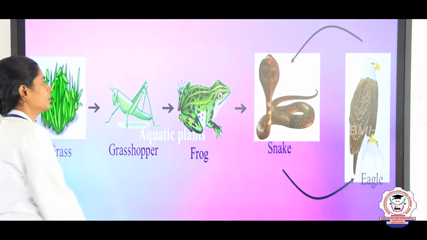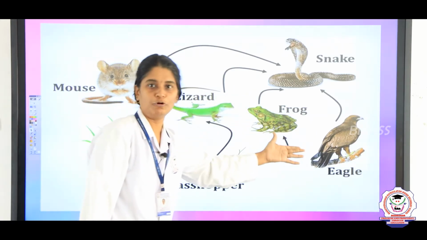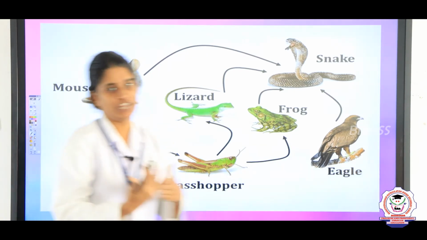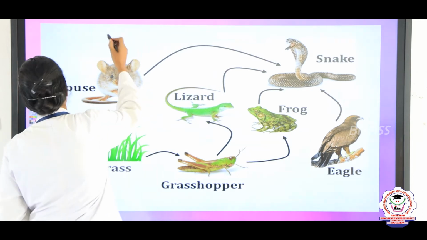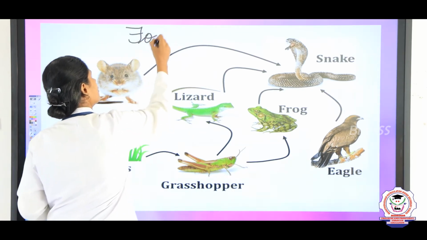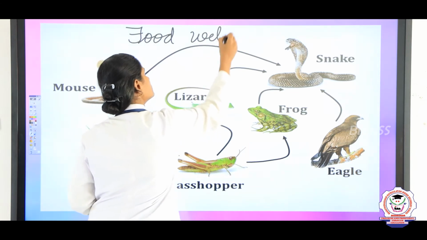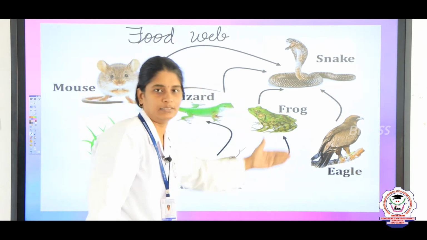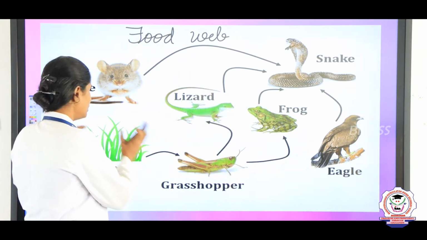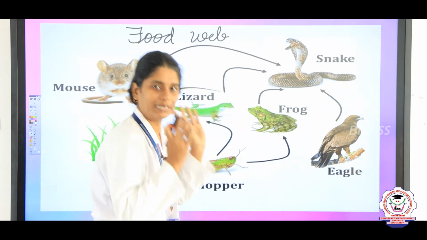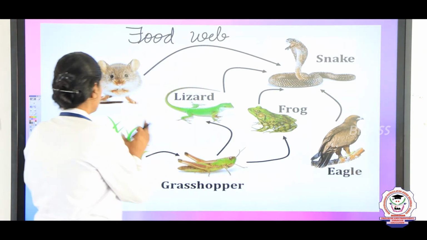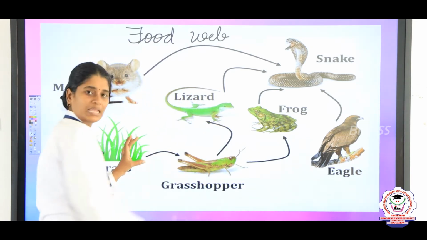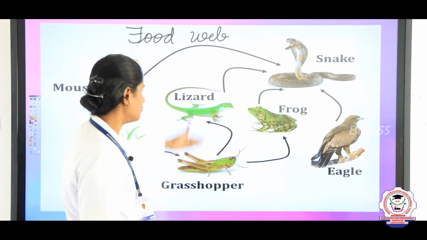Right. So we are going to see here the food web. What is food web? Food web is nothing but the interconnected network of food chains. So that is known as food web. In this food web we can see many food chains. All food webs start with the plants, or it may be grass or producers, right. The plants produce their food. This food is eaten by many primary consumers. Okay, so it can be a grasshopper or lizard.